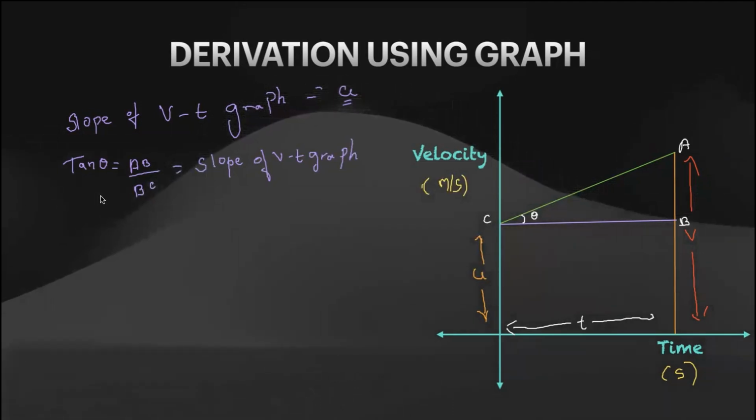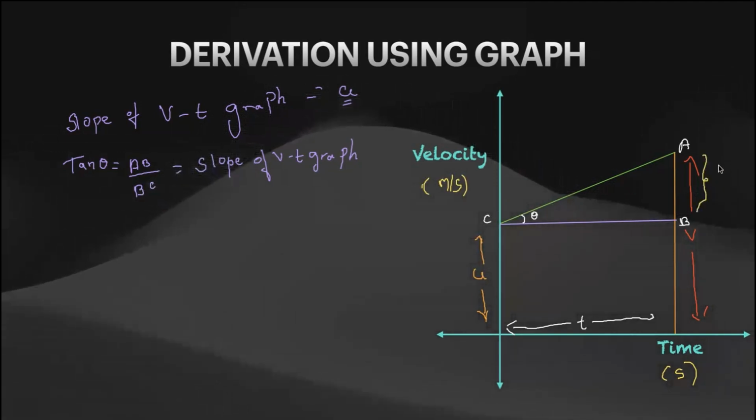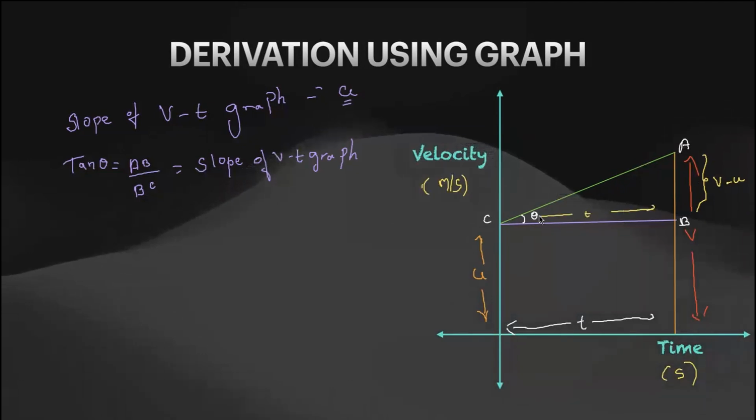So, what is AB? AB is nothing but this length. This is nothing but V minus U. And BC is nothing but T. This is T, time. So AB is nothing but V minus U, and BC is nothing but T.